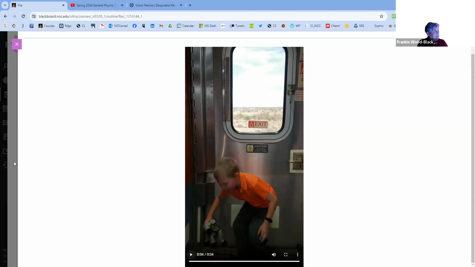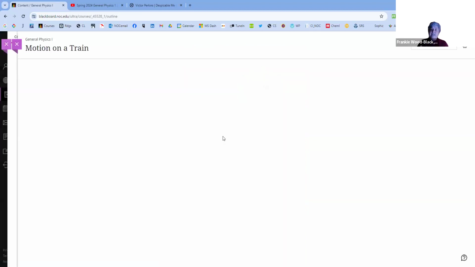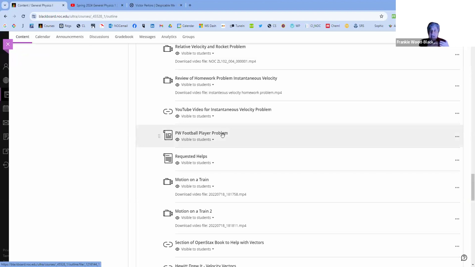So I have a second video that we did a couple of takes of. So we have an idea of relative motion. What's happening in our X direction is totally different than what's happening in the Y direction. So we'll look at the other video. It's a little different.